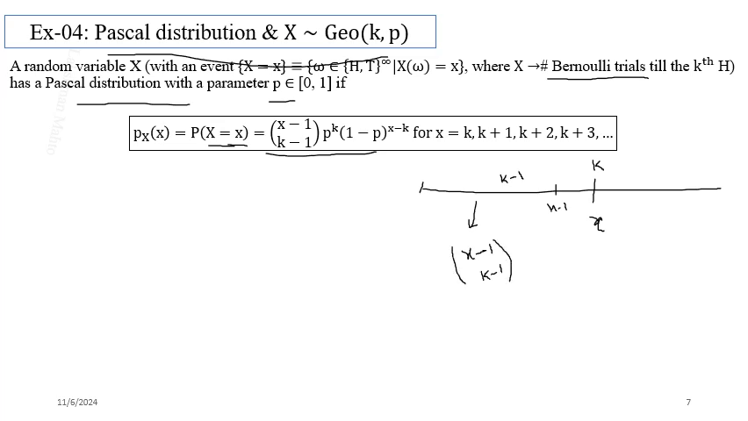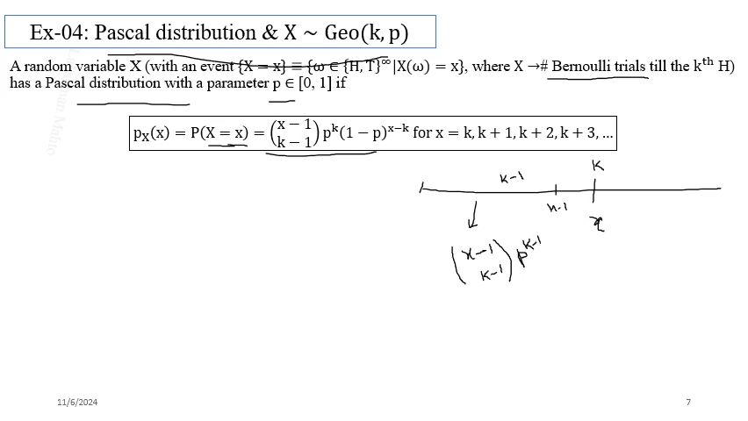And what kind of outcome do we have here? We have performed x minus 1 trials in which we observe k minus 1 successes. That means p into p into p, k minus 1 times. So p to the power k minus 1. Then how many times is 1 minus p coming?